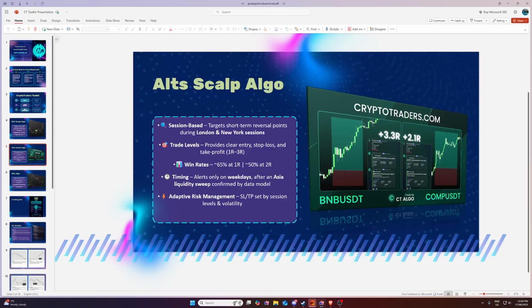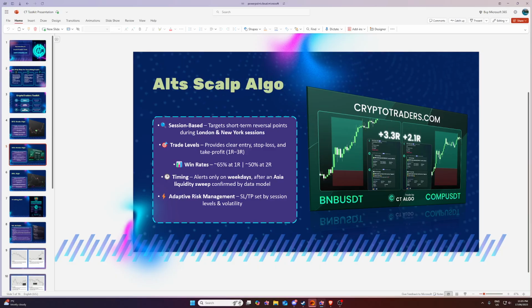Pretty much with this algorithm we seek to have a target of at least 1R. Those are the short-term scalps that last about maybe 15 minutes to a few hours. And we also have different coins set at 2R and 3R, which are intended to be held for a bit longer, so intraday trades or multi-day holds as well.